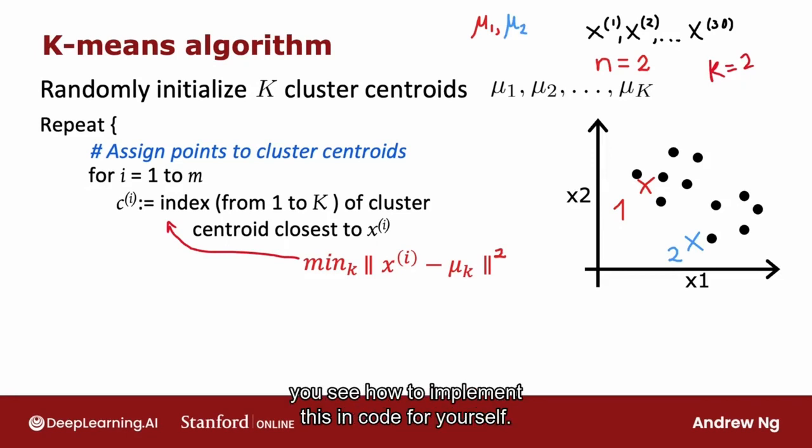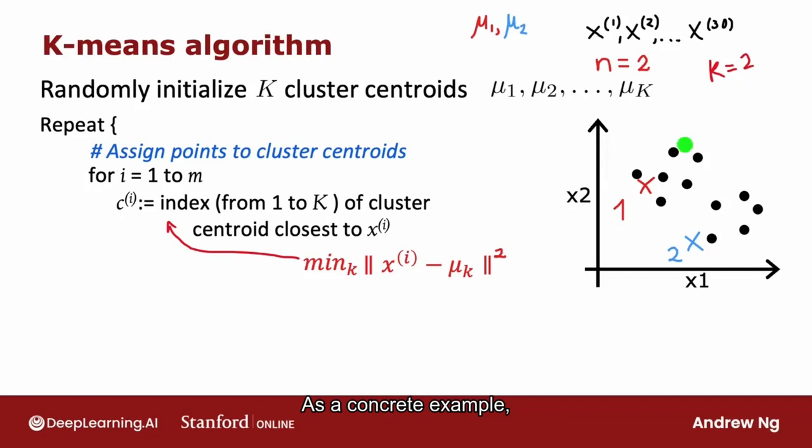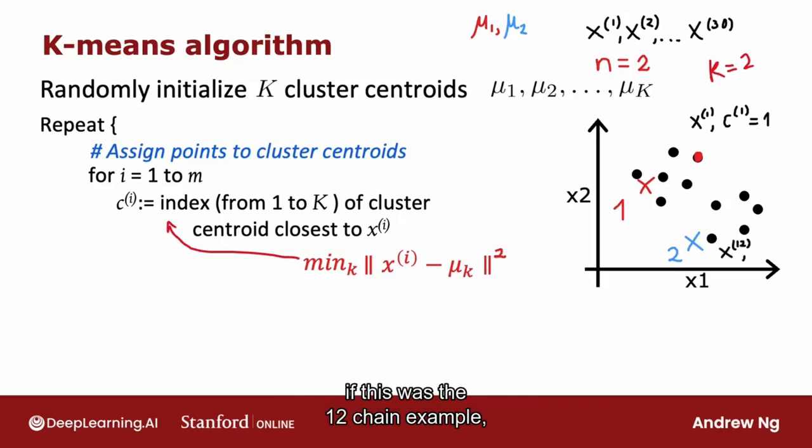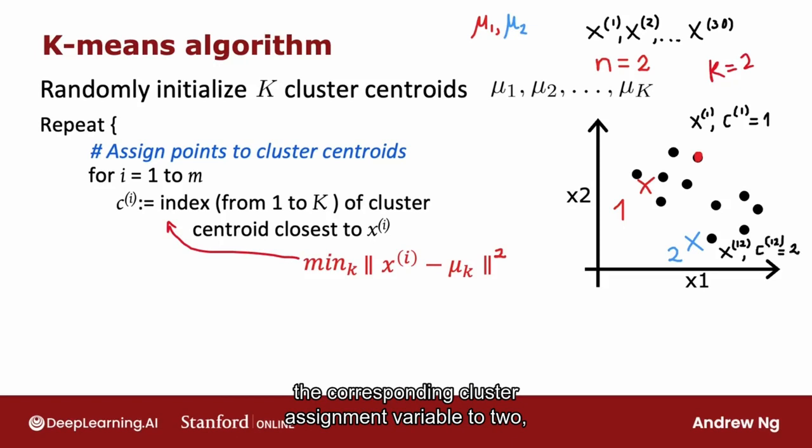As a concrete example, this point up here is closer to the red, or to cluster centroid 1. So if this was training example x1, we would set c1 to be equal to 1. Whereas this point over here, if this was the 12th training example, this is closer to the second cluster centroid, the blue one. And so we will set the corresponding cluster assignment variable c12 to 2 because it's closer to cluster centroid 2. So that's the first step of the K-means algorithm, assign points to cluster centroids.